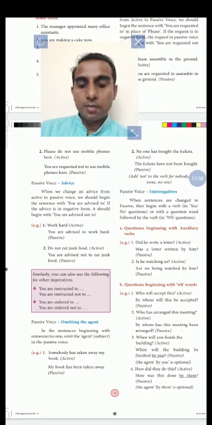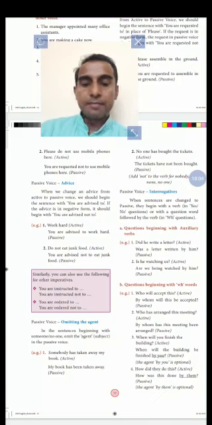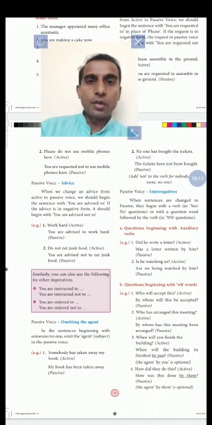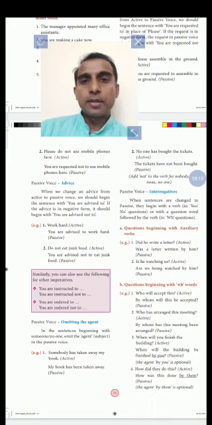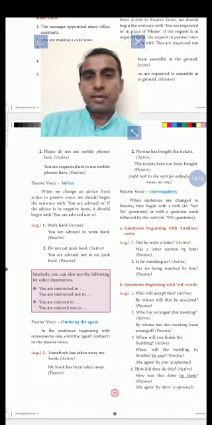And the last example given here, how did they do this? How was this done by them? So all the subjects, even in these questions, you can see all the subjects becoming the object and all the objects becoming the subject. So these are the examples.